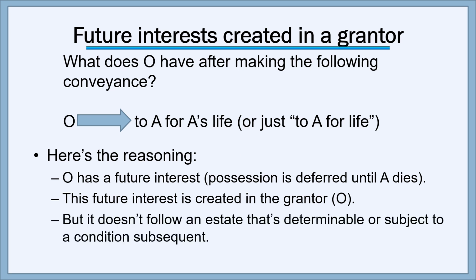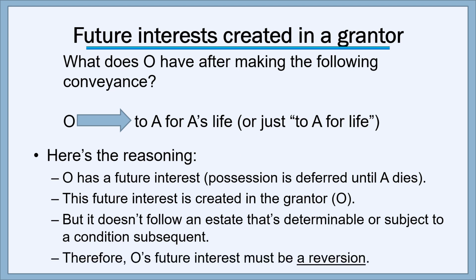That means it's in that first big category of future interests, the kind that are created in a grantor. But it doesn't follow an estate that's determinable or subject to a condition subsequent. Those terms don't apply to A's life estate at all. Therefore, O's future interest must be the third of the 3 kinds of future interests that are created in a grantor, namely a reversion. And that's the right answer.